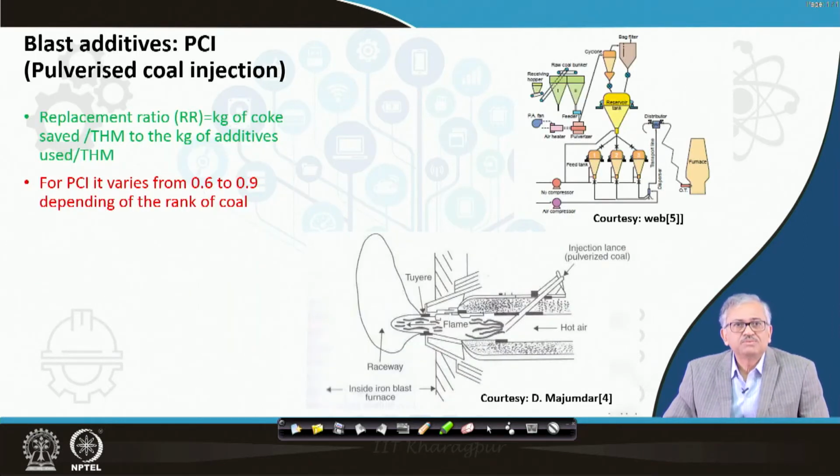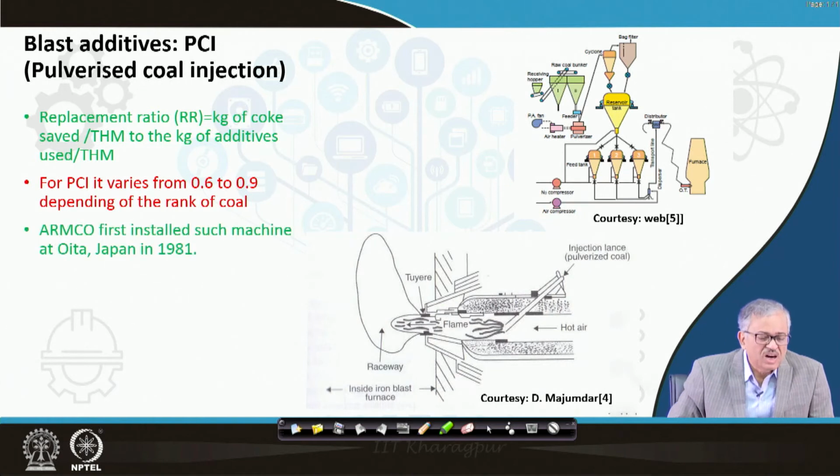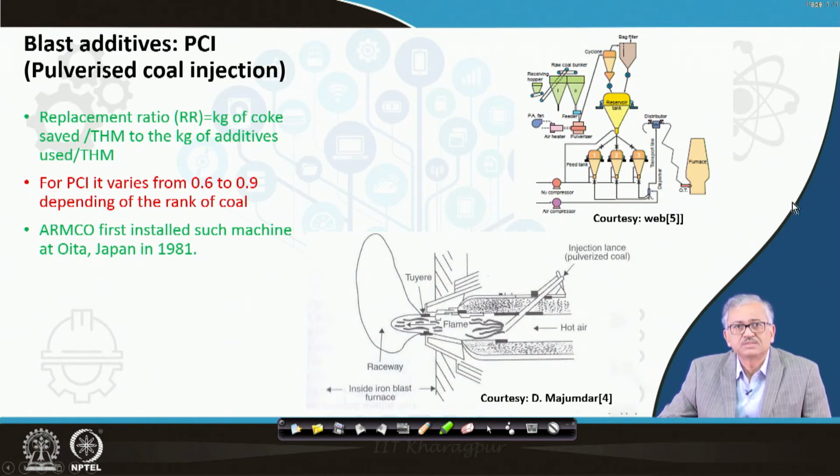So, now next we come to the PCI, because nowadays it is not oil injection anymore, because oil prices have increased, and people have shifted to the PCI. The PCI today is the major blast additive, you can say. And its replacement ratio, as I said, if the rank of the coal is very high, it can be 0.9, but it can be as low as 0.6 also, depending on the rank of the coal. Armco first installed such a machine in Oita, Japan in 1981, and this is the schematic of how it is done.